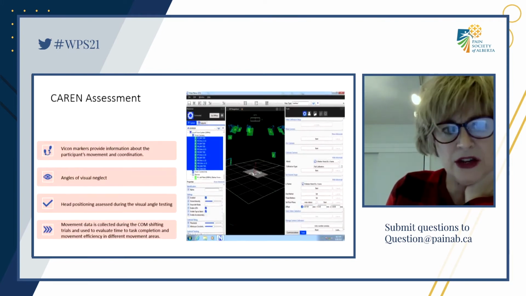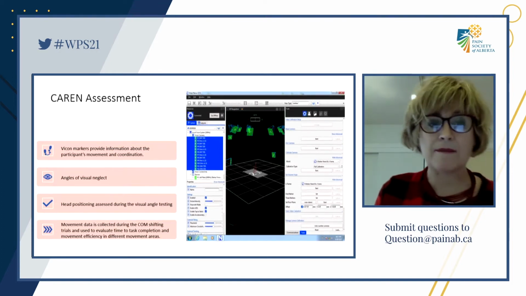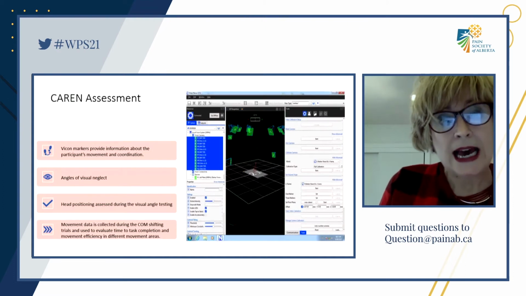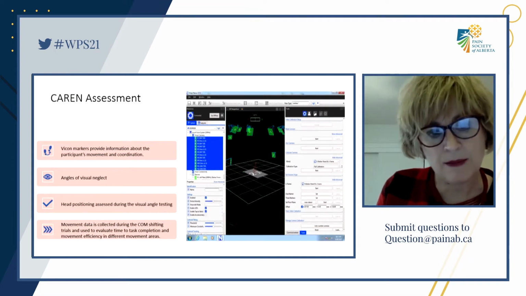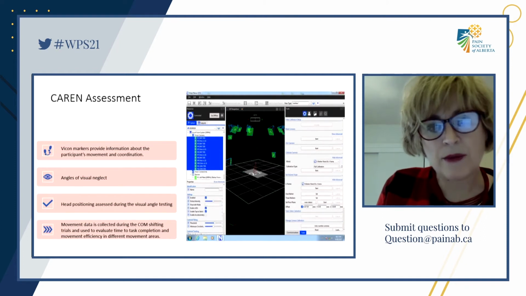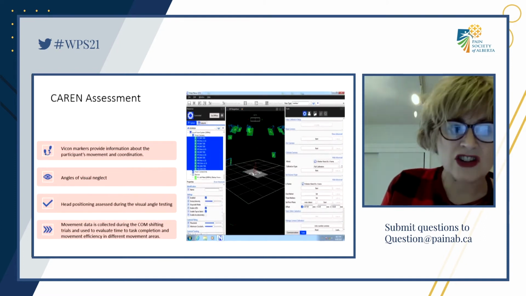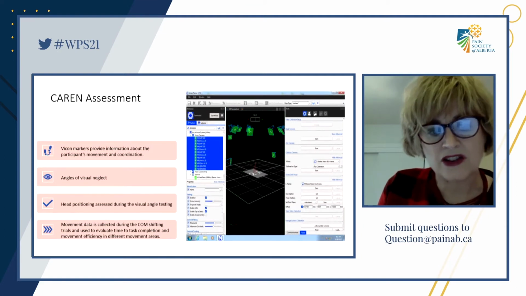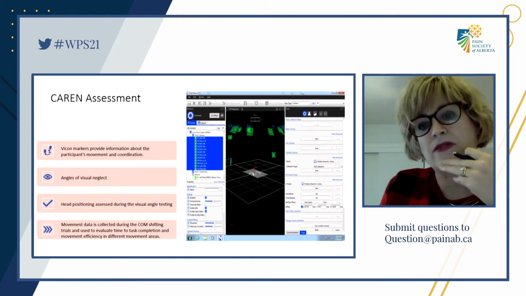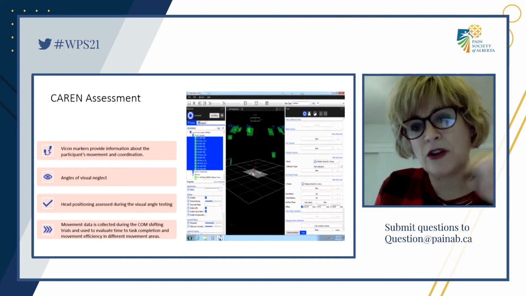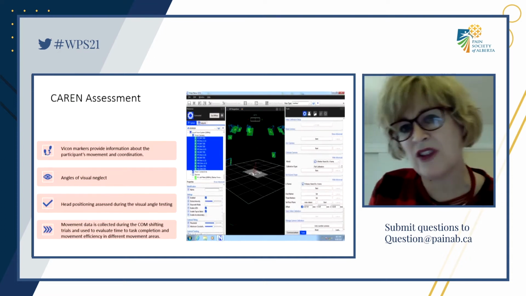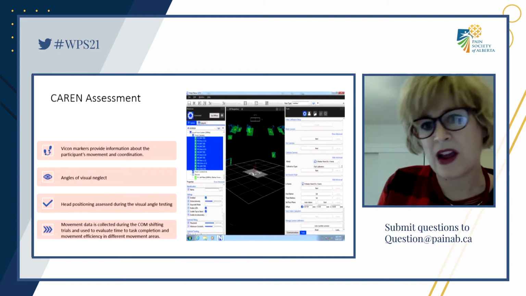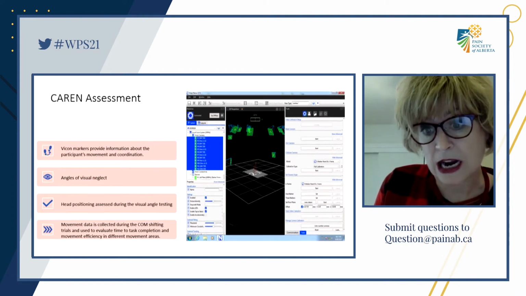So the CAREN assessment that we do involves using Vicon markers to tell us where that patient is in space, as well as their movement and their coordination. We're measuring angles of visual neglect. We're looking at head positioning during the visual angle testing, and we're using movement data during the center of mass shifting trials to evaluate timed task completion and movement efficiency in different movement areas. So the picture at the right doesn't show a full avatar, but if you notice the two tiny white dots, when we build a full avatar to take these measurements with the Vicon markers, what you'll see is a stick man moving in space on this screen, which tells us weight bearing and exactly where they are in space, as well as where their pressure points are.